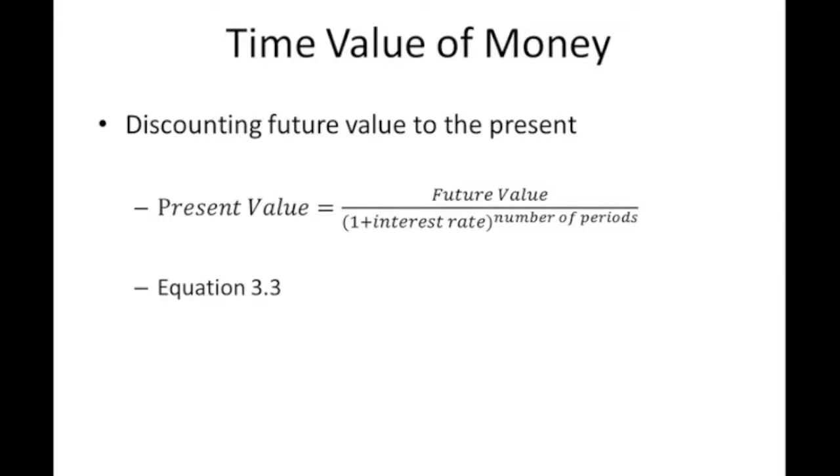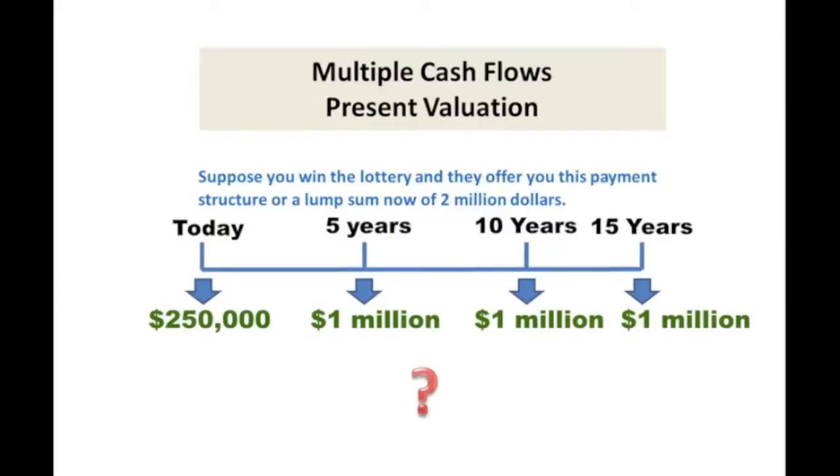To calculate this, we simply rearrange the formula. Let's try the classic example of winning the lottery. If you win the lottery and you must choose to accept a lump sum now of $2 million, or you can receive 4 payments as outlined on the slide, which would you choose?